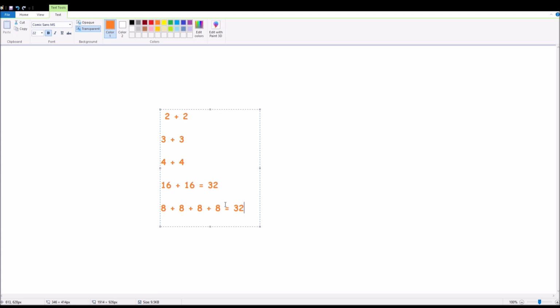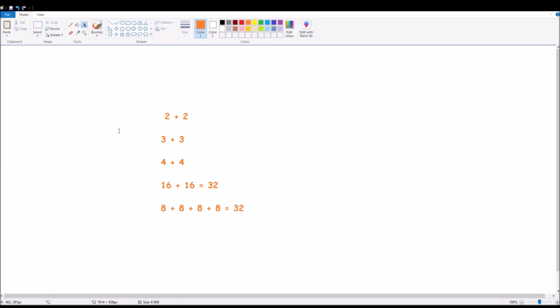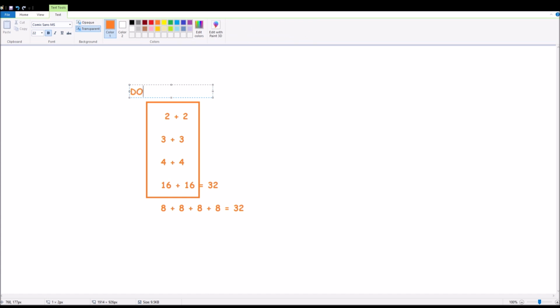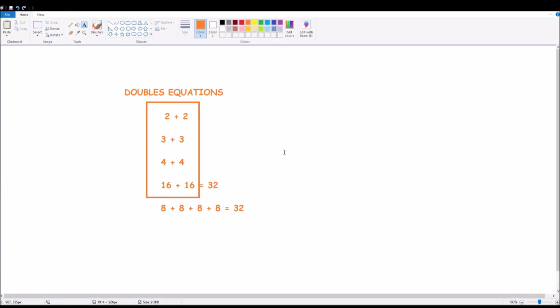Wow, that's a mouthful. All right? But that doesn't prove that 32 is an even number. The only problems that prove that a number is even are going to be these types of problems right here. And what do we call them? One more time. Doubles equations. Doubles equations are the only equations that prove that a number is even.